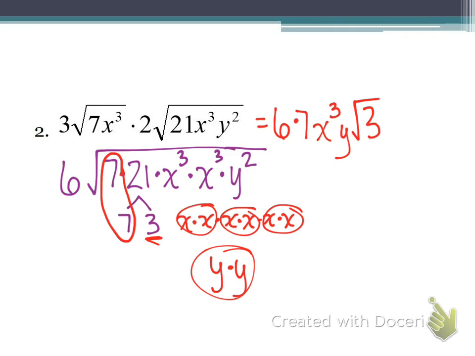So there's almost our answer. What do we still need to do? Multiply 6 times 7, which is 42. So the answer is 42 x cubed y square root of 3. There is our final answer.